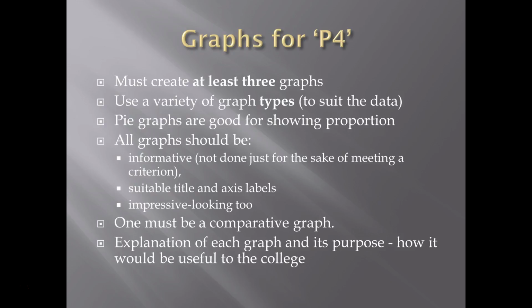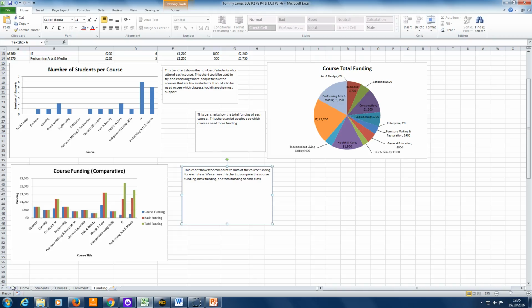You must explain each graph and its purpose, how it would be useful to the college, and make sure it's not a circular explanation where you're just saying this graph shows the proportion of males and female students on the course so that you can see the proportion of male and female students on the course. You need to push out of that circle and come up with a reason why that graph would be useful to somebody using it. Okay, so you now need to go ahead and create your own graphs.